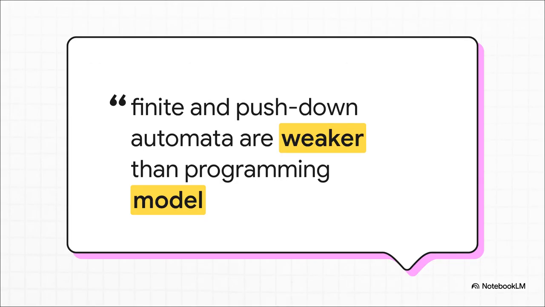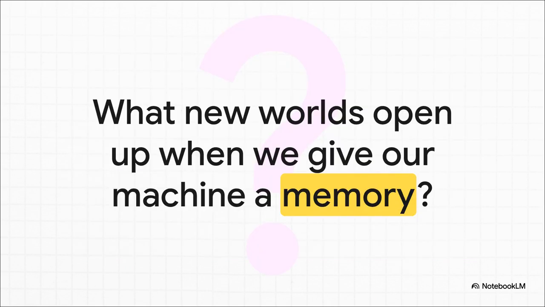So what's the secret to climbing the ladder? How do you get more power? It's all about giving the machine more tools. To solve a problem like matching A's and B's, our machine needs the one thing it's been missing this whole time: memory.